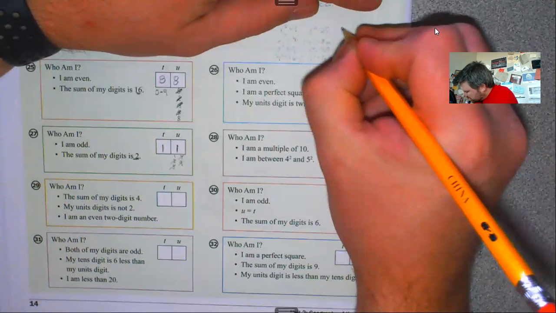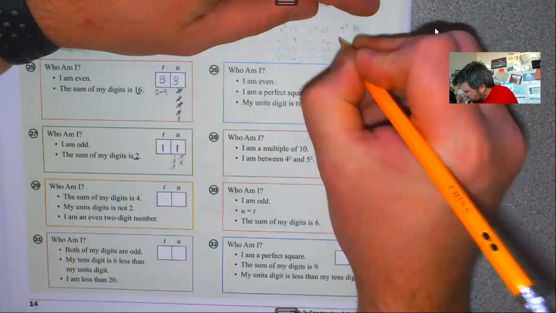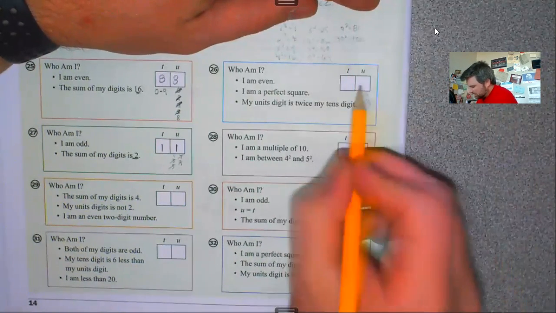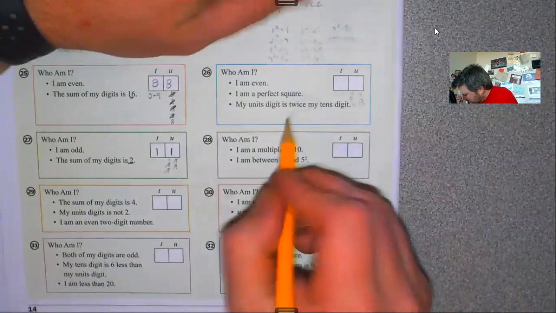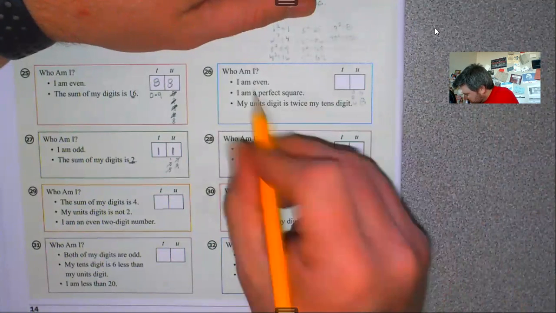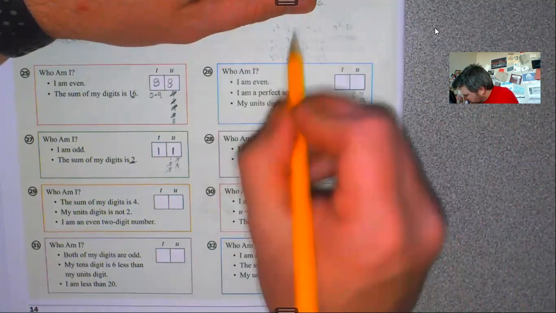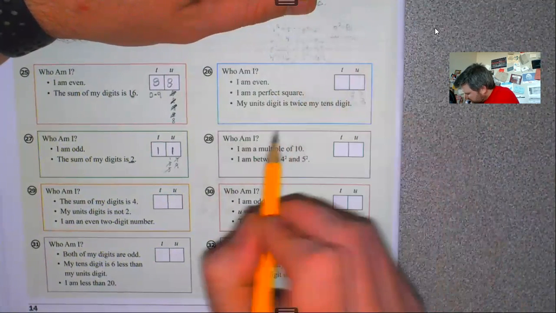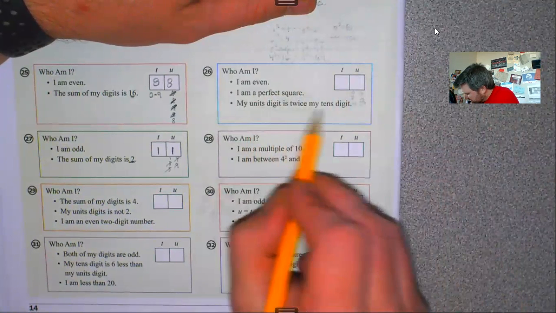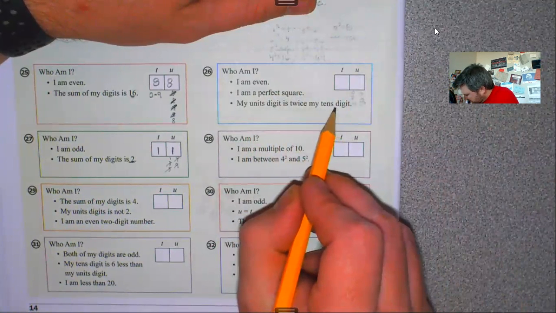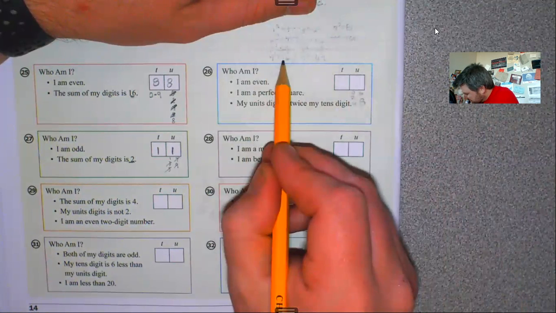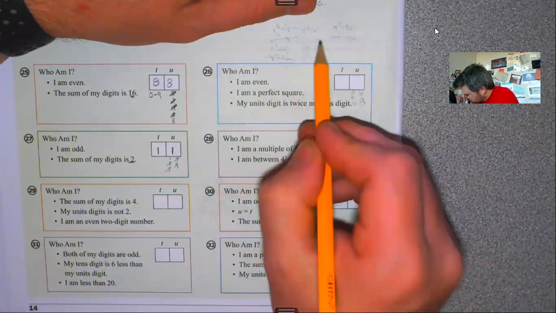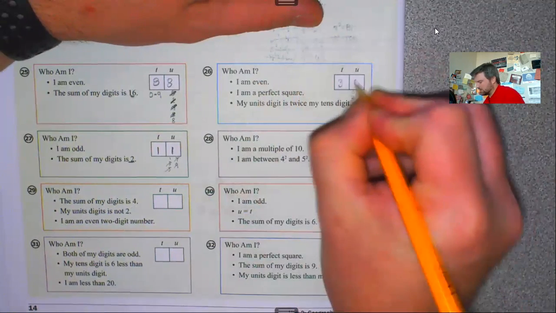9 squared is 81, and 10 squared is 100. So we know we don't need that one because it's only 2 digits. So here are my perfect squares, and it says I'm even. So we can go through and mark out all the ones that are odd, and that one. And my units digit is twice my tens digit. Well, that's not going to work. 16's not going to work. 36, this is double this, so it looks like 36 is going to be the answer.